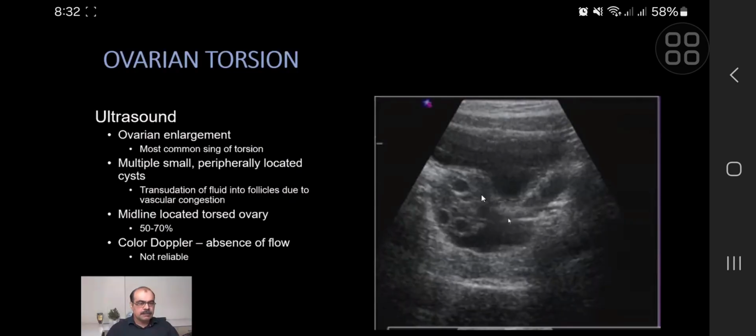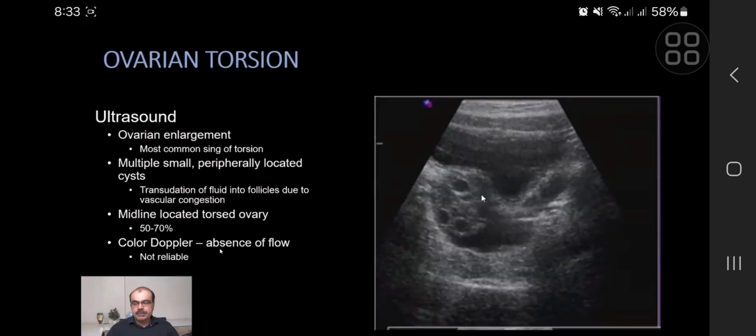The second thing is that because the ovary is twisting, it comes towards the midline, because the pedicle gets short and twisted. As there was some abnormal alignment in the testicular torsion, this also comes in the midline, in the cul-de-sac posterior to the uterus. And then color Doppler is not reliable in ovarian torsion, and you have to rely on the other findings.